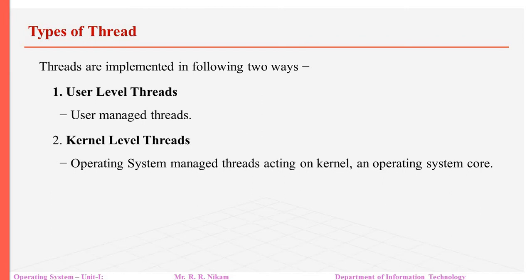The next topic is types of threads. Threads are implemented in two ways. First one, user level thread, and second is kernel level thread. User level threads are user managed, and kernel level threads are managed by the operating system, acting on the kernel and operating on the operating system core.